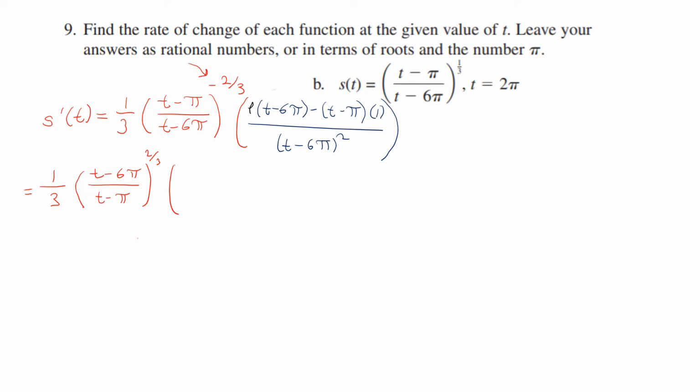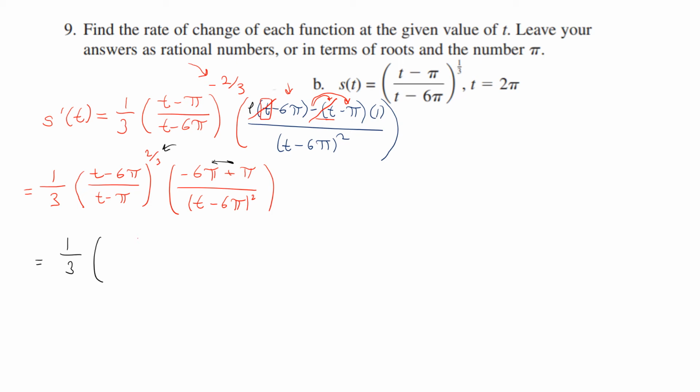Now I'm going to go ahead and simplify here. So I see that I have t, which is positive, and if I distribute the negative sign, I have a negative t, which I can cancel them out. I have -6 pi, and if I distribute negative to my negative, I'm going to get positive pi, all over (t minus 6 pi) squared. I see that if I add these two up, I'm going to end up with -5 pi. So I'm just going to go ahead and do that. 1/3.